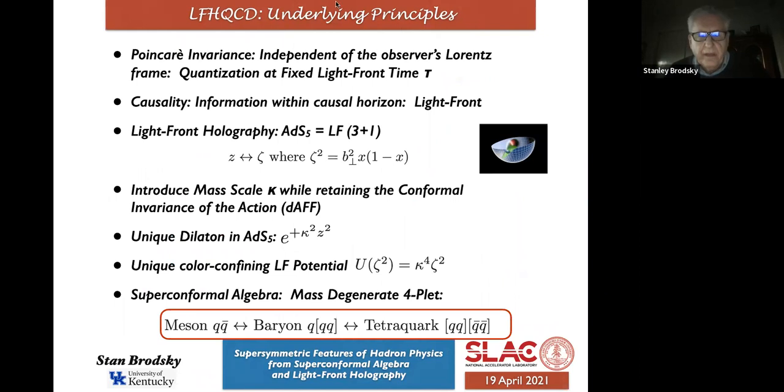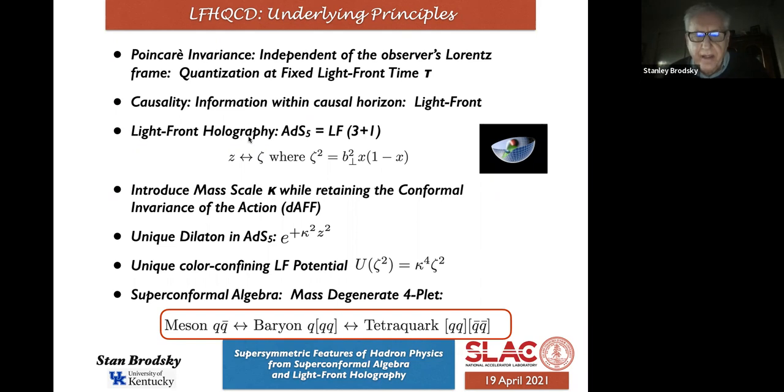So in this talk, we've been talking about Poincare invariance, which is that nothing can depend on the observer's Lorentz frame. And that requires quantization at fixed light-front time, and that's the whole secret. Everything is causal, with information within the causal horizon. If you use instant form, then you have to add amplitudes at the same time, which violates causality because the quarks are at different distances, but at the same time, so it doesn't work.